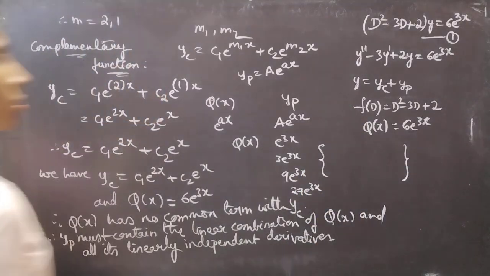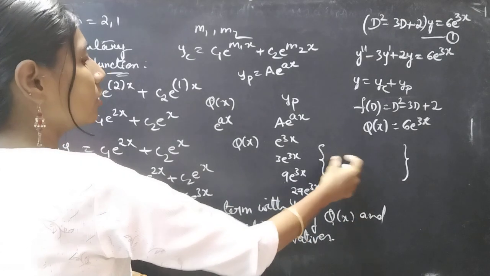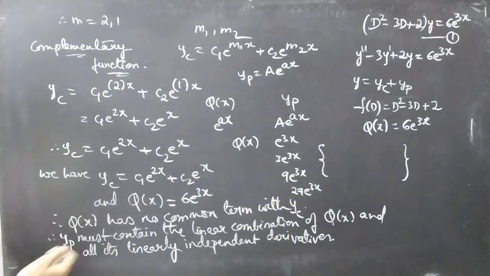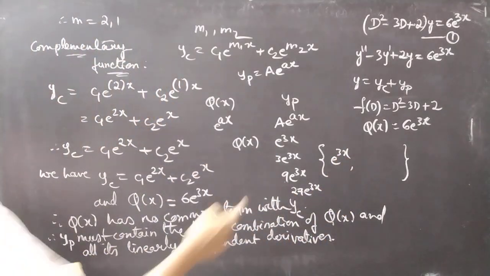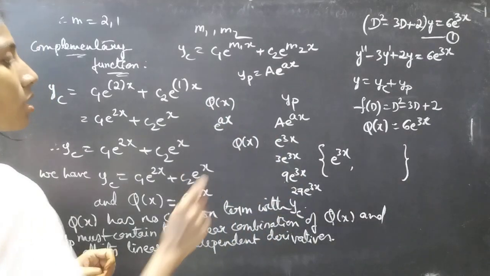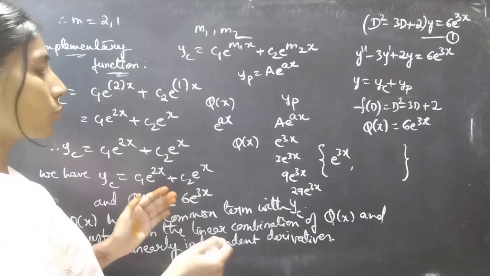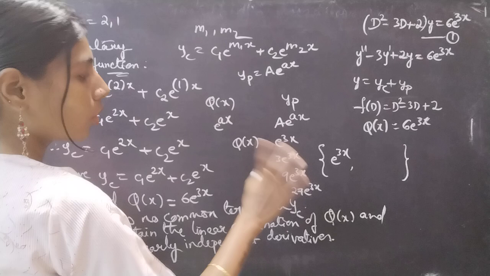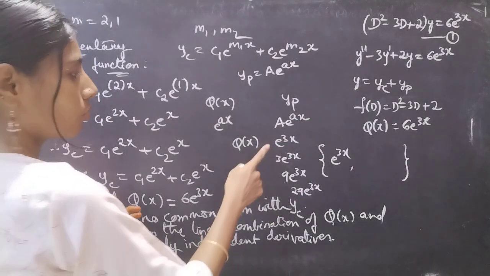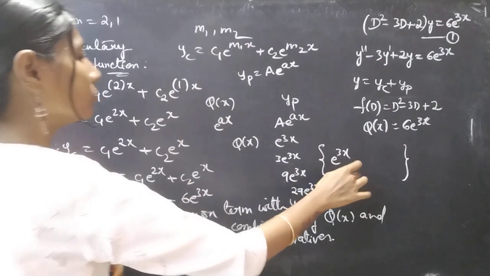Now I'll write q of x and all its linearly independent derivatives in set form. Remember that we should not write repeated terms in this set. So q of x has e power 3x, and the derivatives are e power 3x, e power 3x, e power 3x. The only function of x in q of x, q dash of x, q double dash of x, q triple dash of x and all its derivatives is e power 3x. Forget about the constant. So we'll write only one.